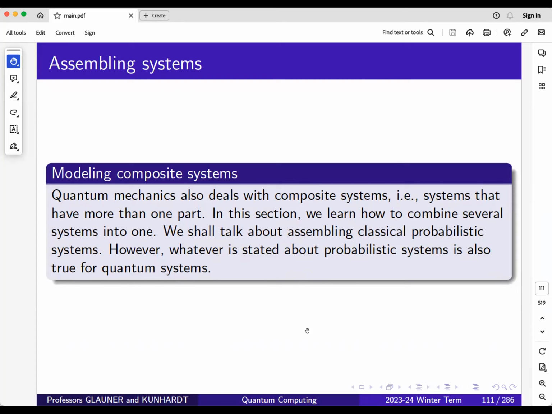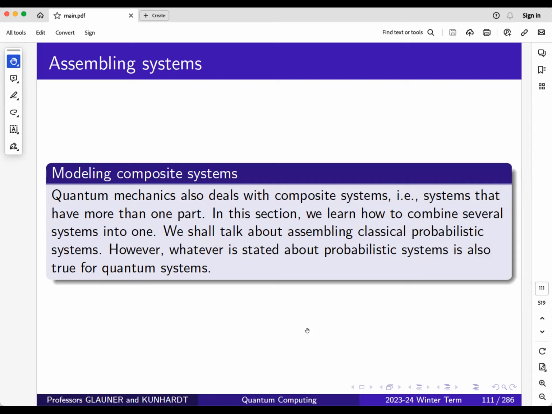Today, we will continue with systems. We will see how we can assemble multiple systems into a composite system. That's something that will be key to quantum computing as well, because so far we looked at systems, and in quantum computing, such a system would just represent one qubit, but we need many qubits for sophisticated operations. So we need to assemble qubits together into composite systems.